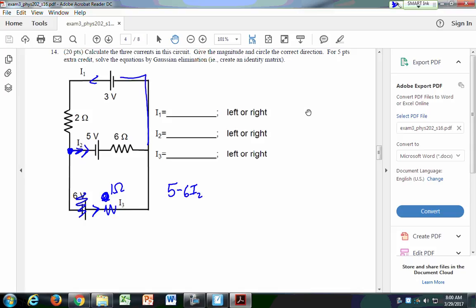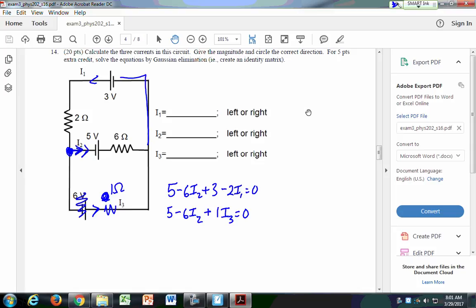Plus 3 minus 2I1 equals 0. That's the top loop. Now let's pick the bottom loop, but you could do the big loop too. It doesn't really matter. But I'll start here and go in this direction. So it initially looks the same, but then I go down, and it's going to be plus 1I3.